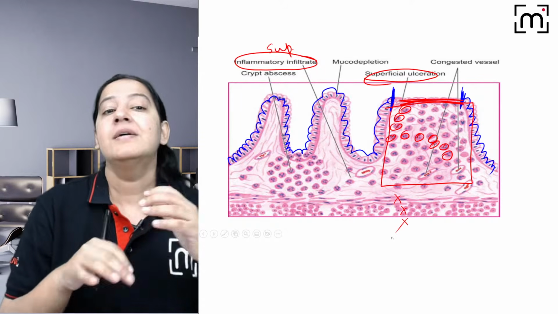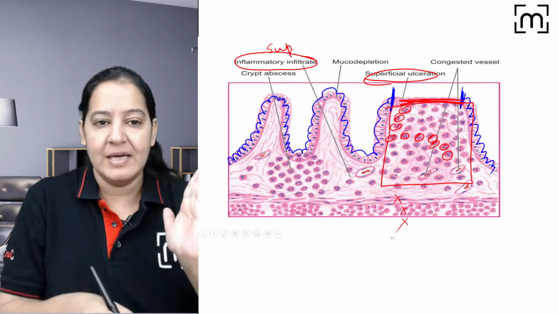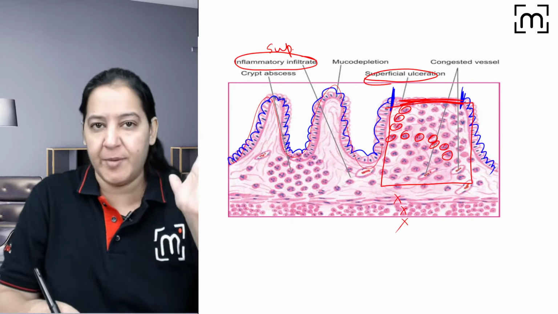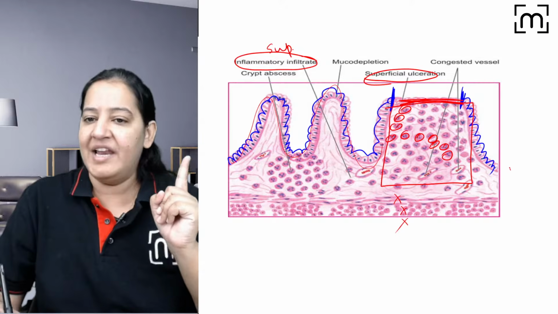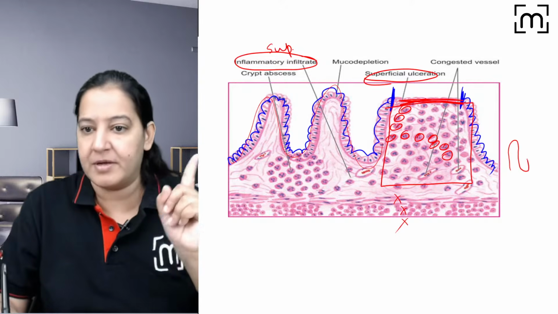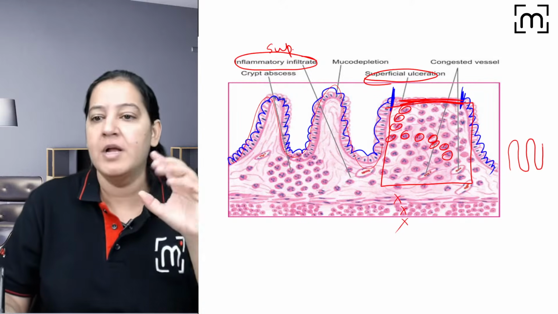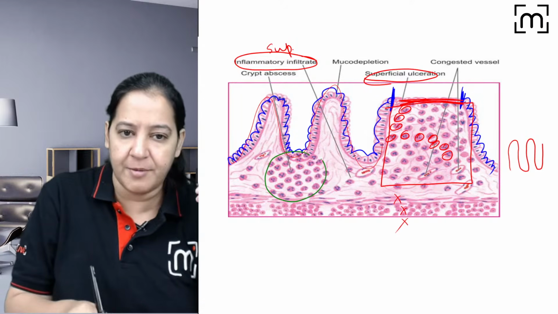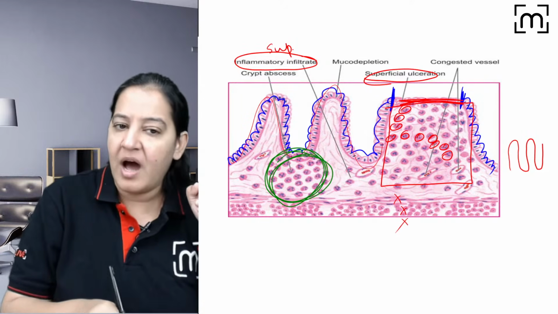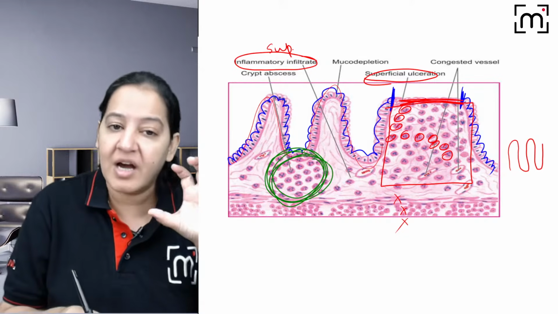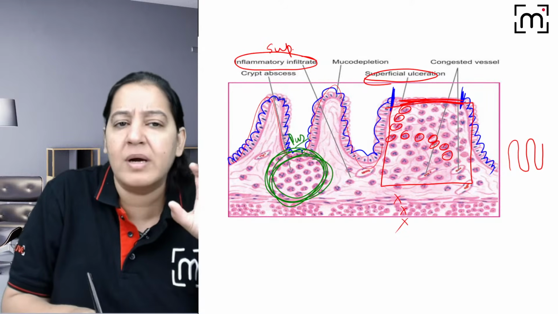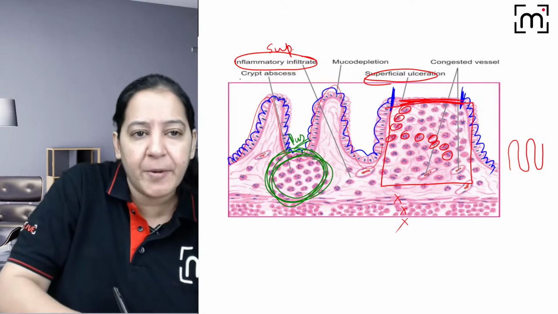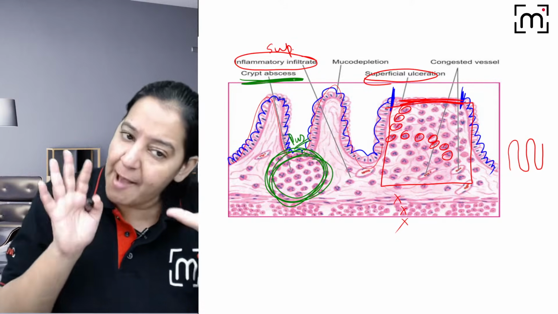You got my point. Sometimes, you know what crypts are? These are known as crypts. You know, crypts and villi. The elevation is the villi and the depression is the crypt. So see the depression. Where is the depression? I can see this is one of the depressions. At one of the crypts, I got a collection of neutrophils. A collection of neutrophils is pus. You know what pus is? Pus is a collection of neutrophils, actually an abscess. So it is known as crypt abscess. So in the crypts, abscesses are present.